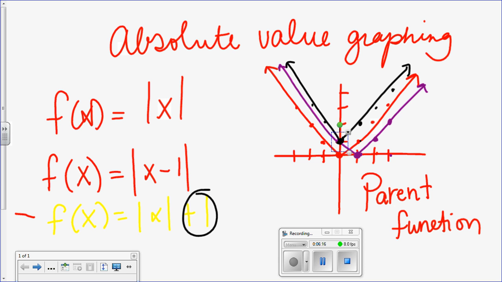That's what the outside does. The outside moves it up and down. Inside moves it side to side. We're going to practice doing some of these. Dalton was nice enough to walk down to the office and get copies for us. So I've got some graphs that you can use.